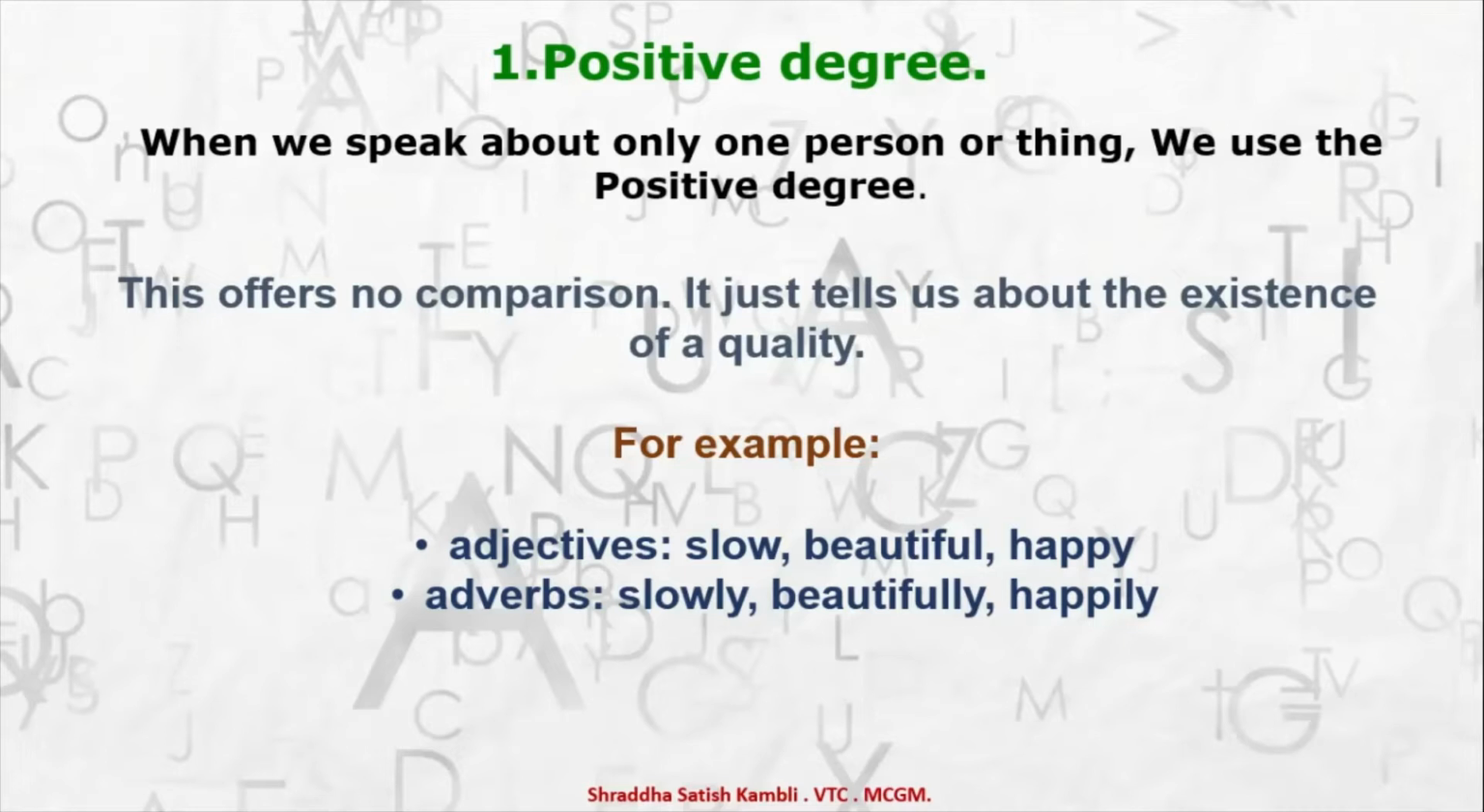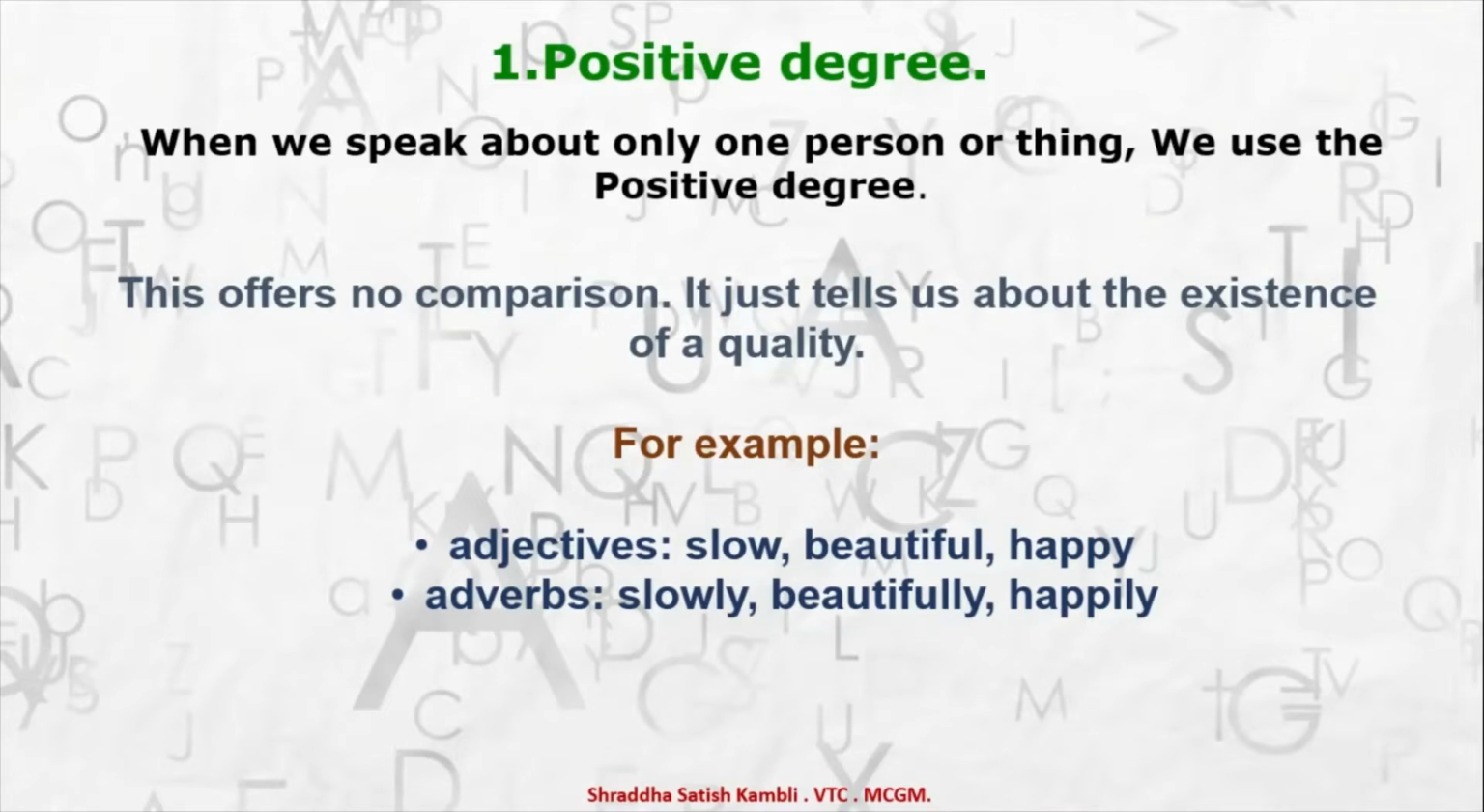We are making use of the positive degree as far as adjectives and adverbs are concerned. Now, slow: I'm saying the tortoise is a slow animal. Am I comparing the tortoise with any other animal? No, I'm just saying that the tortoise is a slow animal. She is beautiful. So for me, she is beautiful. I'm not comparing her with anyone else.